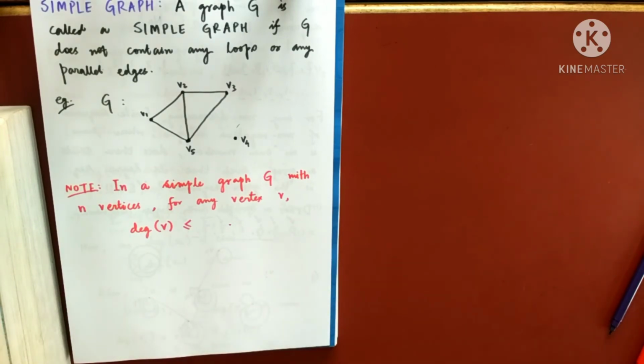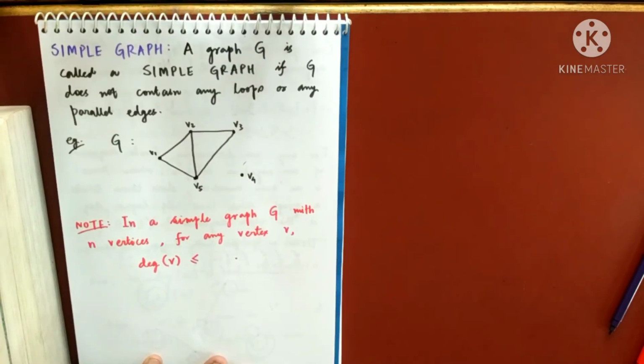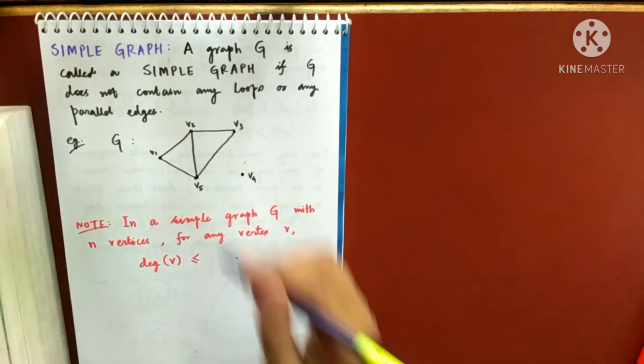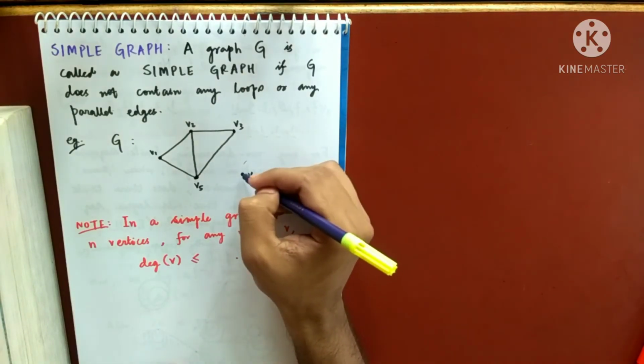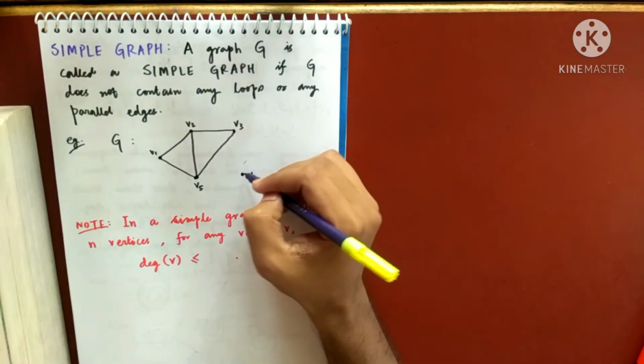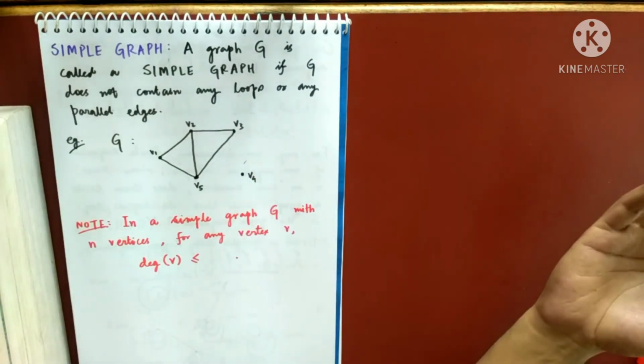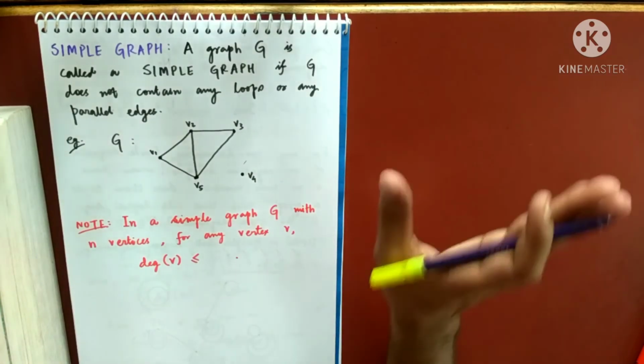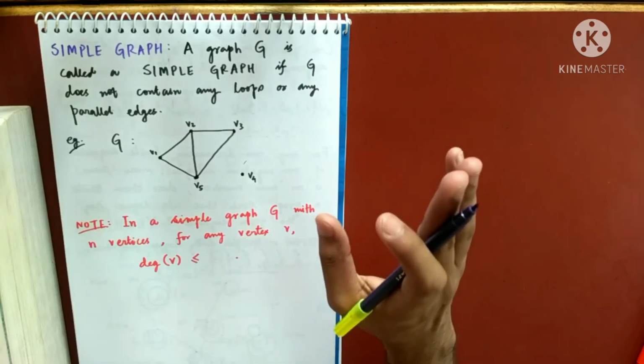Try to visualize a simple graph which has n vertices. I can give you the upper bound for the degree of any vertex. You think why, how, and so on. See, in any graph, I cannot give a bound because I can draw as many loops as I want to any vertex. I am drawing 100 loops here, so the degree of v4 can be 200. I can draw 1000 loops around v4, so the degree of v4 will be 2000. Right? But in a simple graph, this cannot happen.